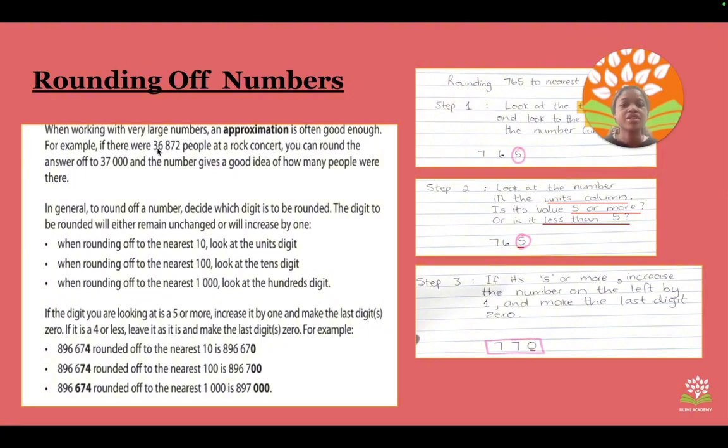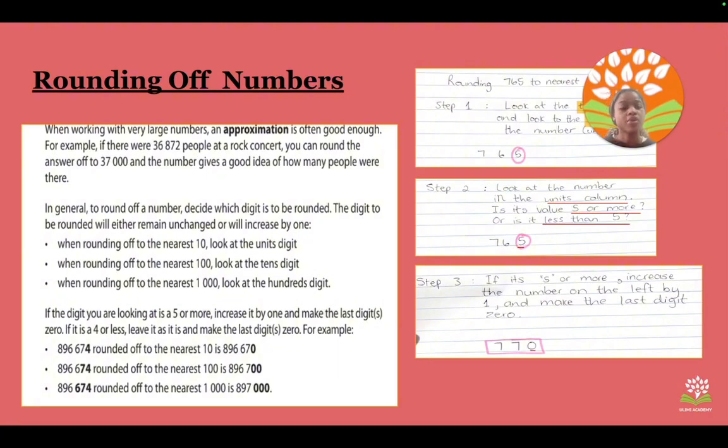For example, if there were 36,872 people at a rock concert, you can round the answer off to 37,000, and the number gives a good idea of how many people were there. So instead of saying there were 36,872 people, you can say there were 37,000 people, because most of the time when you're reporting on numbers, you just want to get a good idea of how many people were there, instead of reciting the exact number of people that were at a concert. So we do this a lot in maths and statistics.